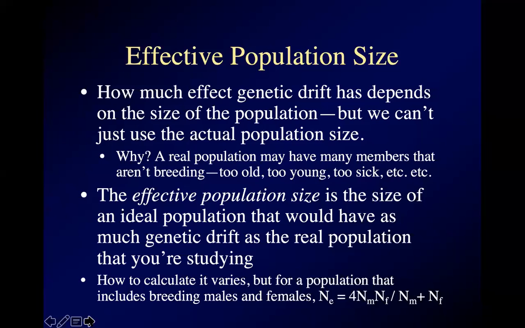We can come up with a concept called the effective population size, and that is the size of an ideal population that would have as much genetic drift as the real population that you're studying. An ideal population would be a population in which every member gets to reproduce. So what is the size of the ideal population that would have as much genetic drift as the actual population that you're studying? Now, there's different ways of calculating this.